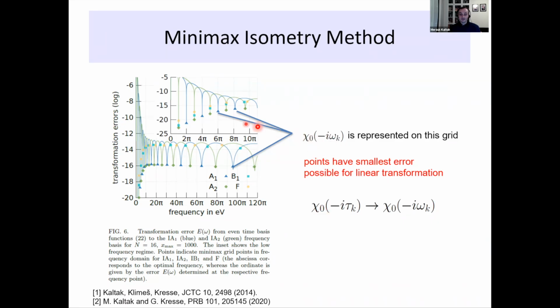So this plot here shows you how the error in chi looks like on the imaginary frequency axis when you calculate it from the Minimax time representation. So you perform this transformation and then look at the error, and you will see that the Minimax points have the smallest error. And this is a result from Minimax isometry, which you actually can read more about in this paper. And insofar, it's important because this method can also be used for finite temperature formalism of RPA. It's actually a general result.